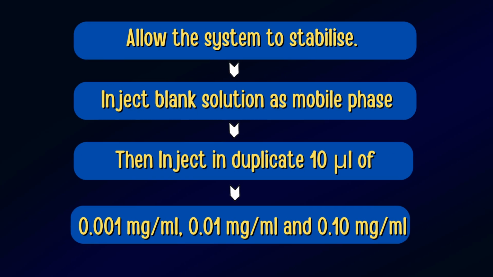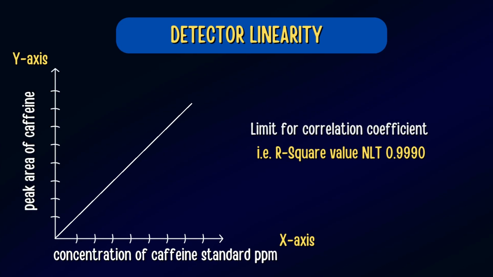Allow the system to stabilize, then inject blank solution as mobile phase and then inject in duplicate 10 microliter of 0.001 mg per ml, 0.01 mg per ml and 0.10 mg per ml, or we can say 1 ppm, 10 ppm and 100 ppm solutions of caffeine. Record the chromatogram and from the obtained data plot the graph of mean area counts of duplicate injection on y-axis versus concentration microgram per ml or ppm on x-axis and calculate the value of R square. The acceptance criteria is the R square should not be less than 0.990.